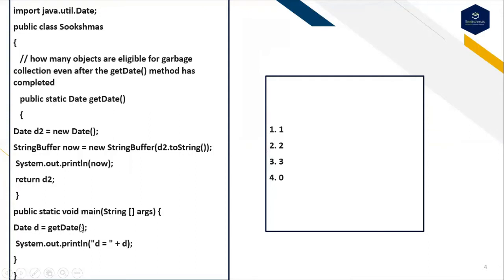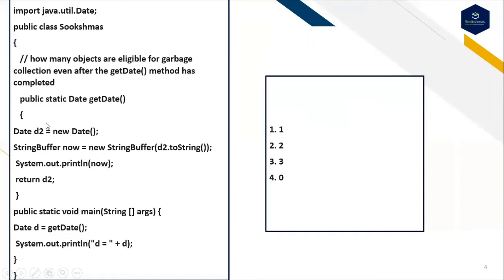This is a static method, and that is the reason I have not yet created any object. I'm directly calling getDate, so control reaches here. Inside this getDate static method, I have created two objects. The first object belongs to Date, and for the second object I have created a StringBuffer. And now I'm just trying to print the current date and time by using the StringBuffer reference.